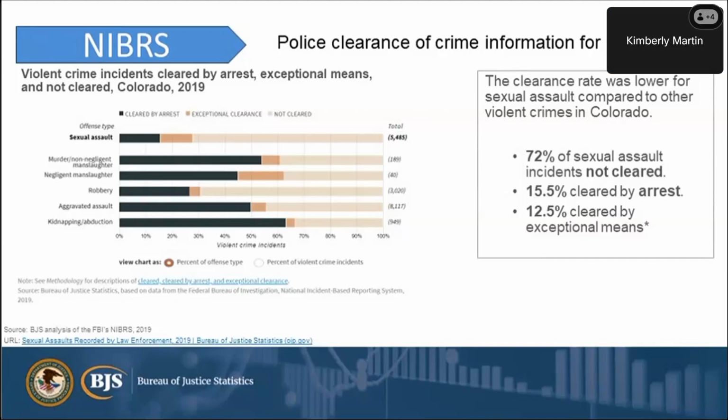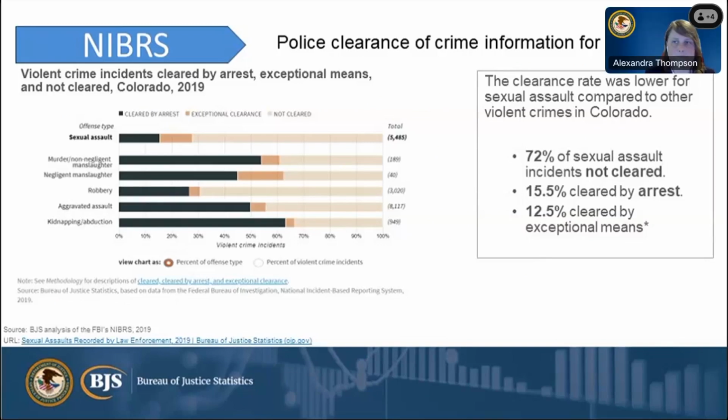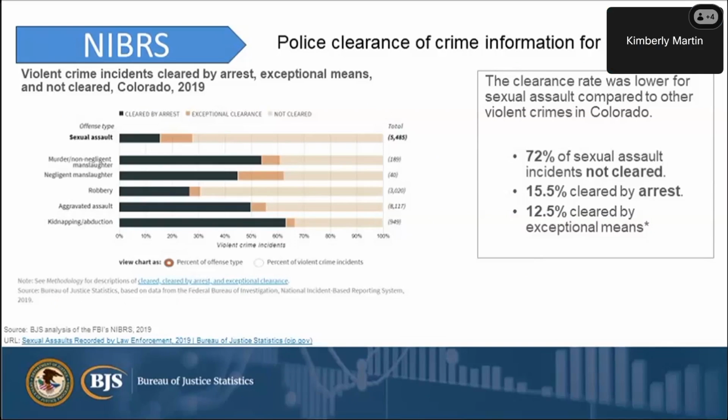Well, thank you, Lexi. So this is just one example if you wanted to understand not only how many incidents get cleared, and in NIBRS, they do clear entire incidents. They do not clear specific offenses. And we just wanted to throw this slide up as an example from the sexual assault report that we had up earlier.